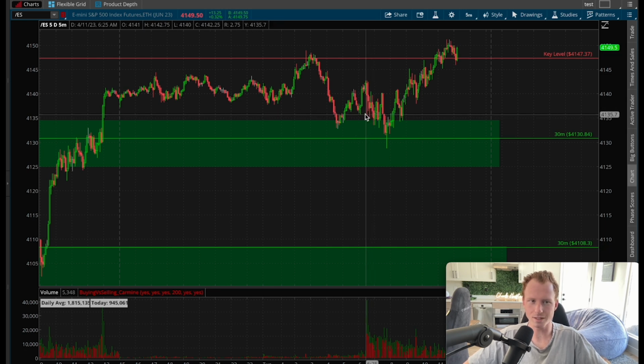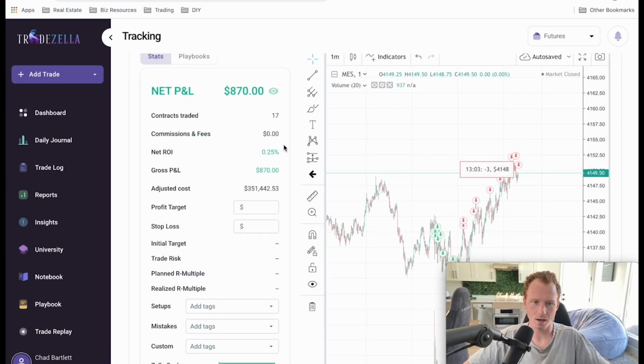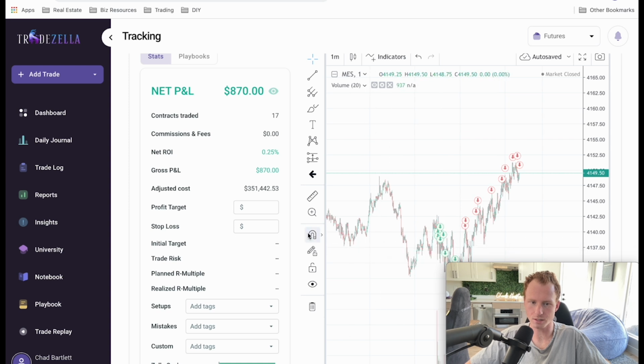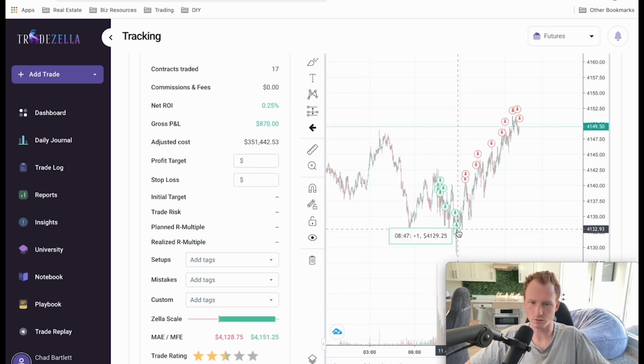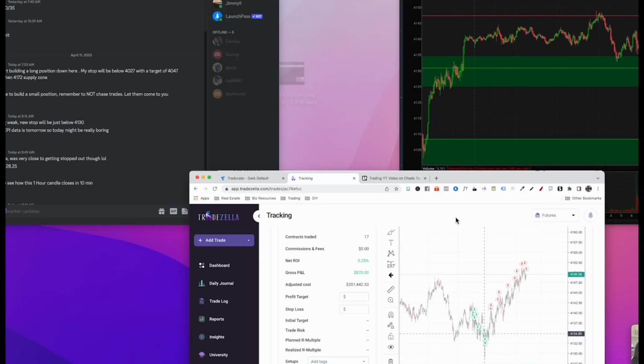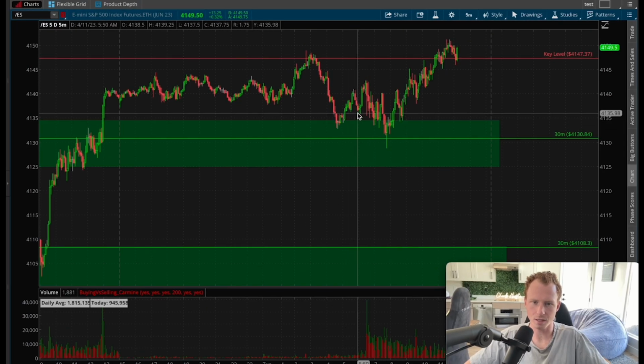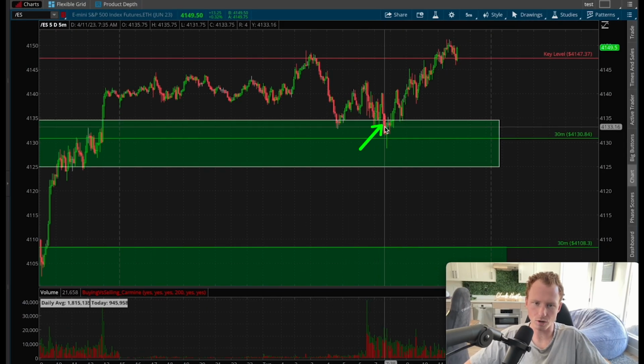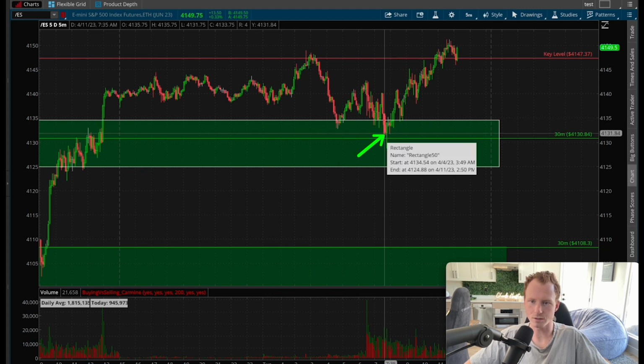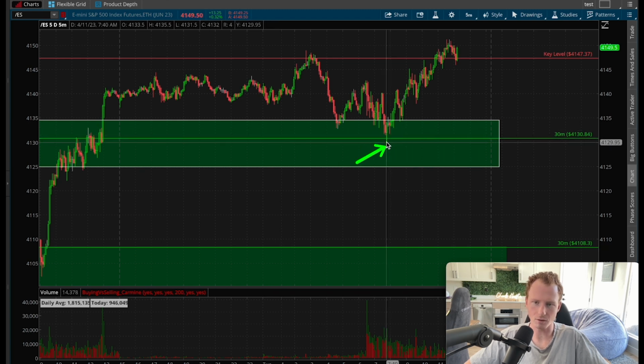Since I'm trading the micro ES, I trade with a lot of contracts, so I was able to have 17 contracts at one time, averaging into my position. I slowly average in here, but the bulk of my position I actually got way down here, when we started dropping. Let me go back here. This is where we started dropping down into this 30 range, this 28 range.